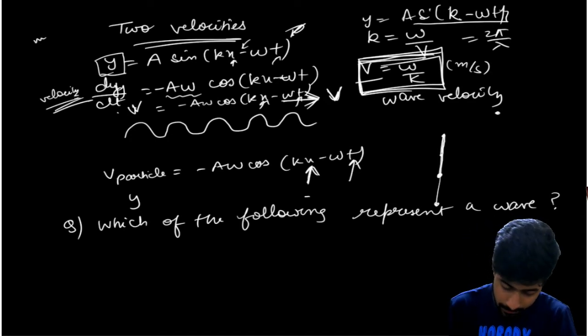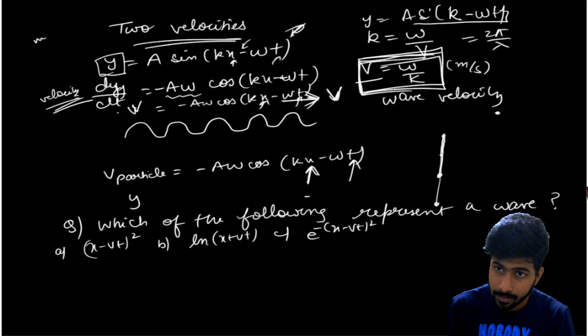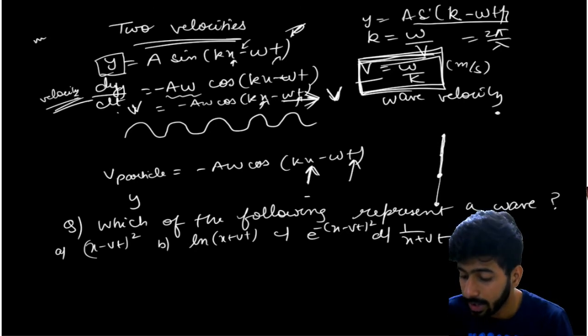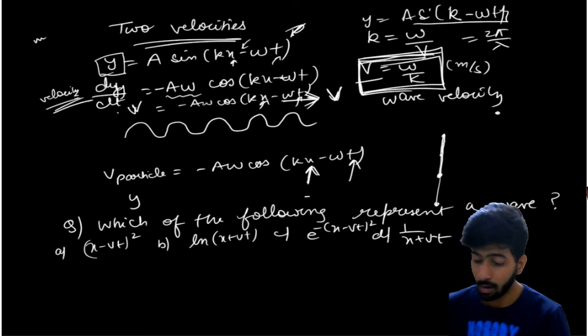So A, (x minus vt) square, B, ln of (x plus vt), C, e to the power minus (x minus vt) square, and D, 1 by (x plus vt). So such questions can have more than one correct answer also. I don't know if all of them, some of them, only one of them, or none of them represent a wave.